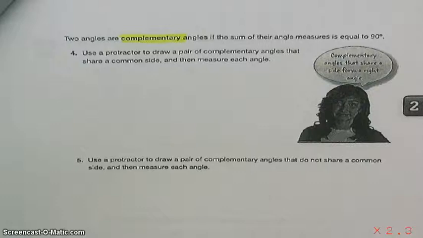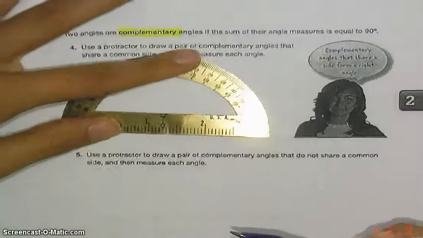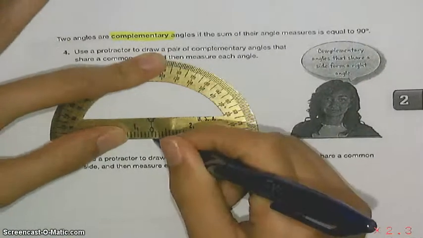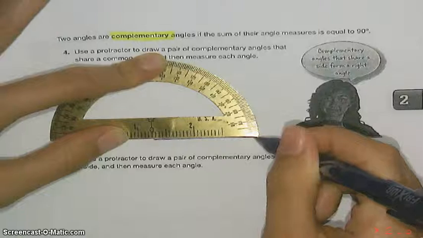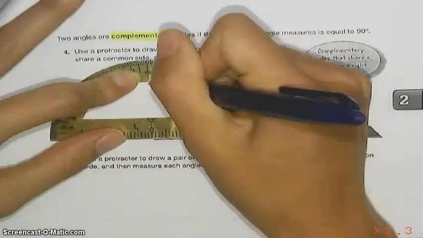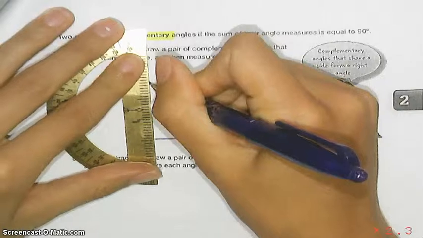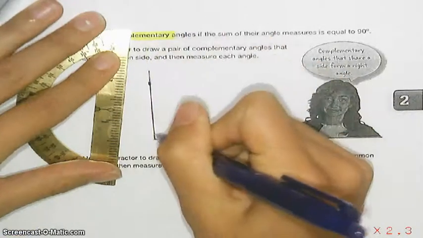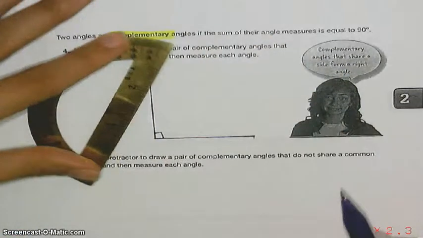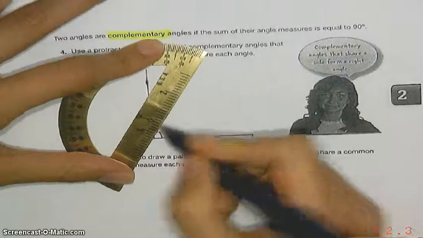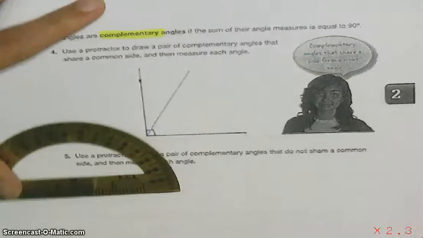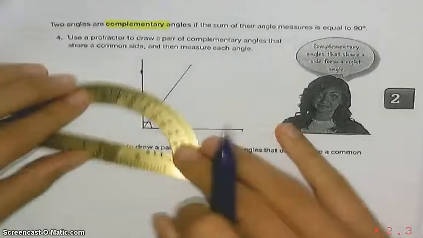So draw a pair of complementary angles. What I'm going to do is, they have to make 90. So I'm going to draw this end right here, and then I'm going to put a tick mark up here at 90, because they have to make 90. A box here, and then I can just put it anywhere. Two angles that make 90. There we go. And it says also to measure, so I'm going to measure.